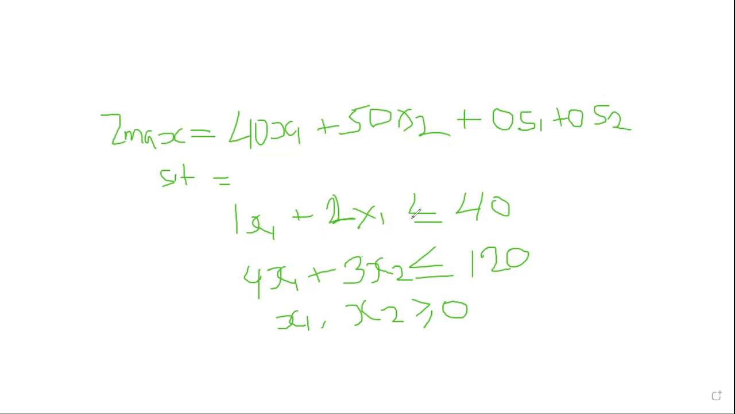So you come and add them to the constraints. We're going to have plus S1 here, and then plus S2 here. And of course, our signs will now change from less than or equal to, to equal signs.